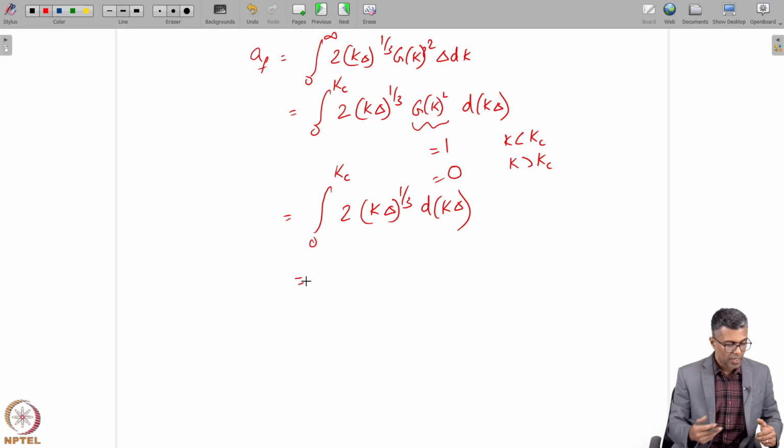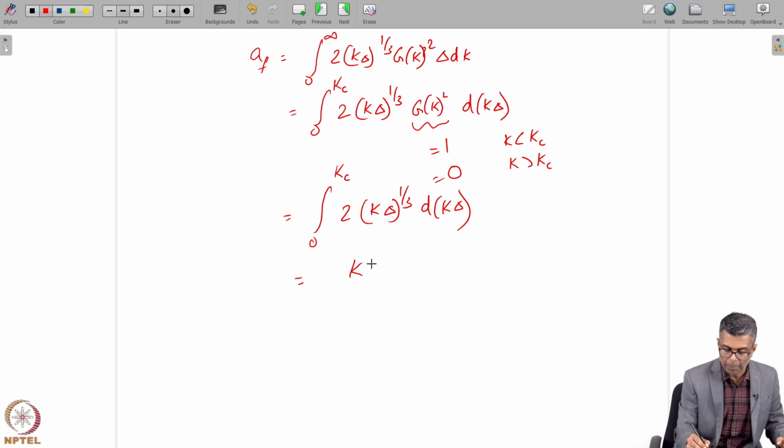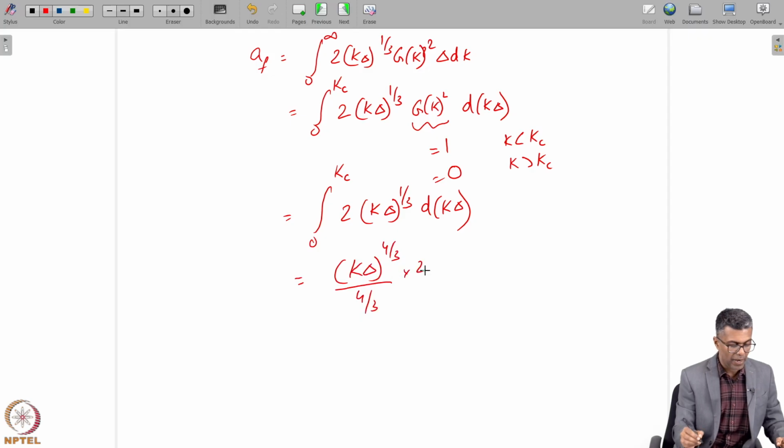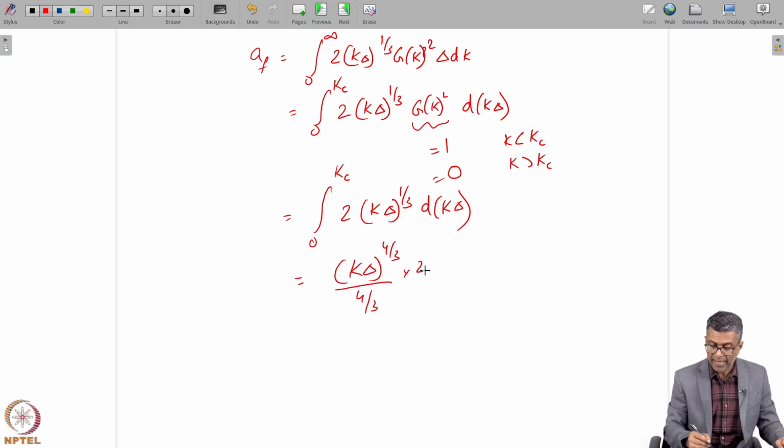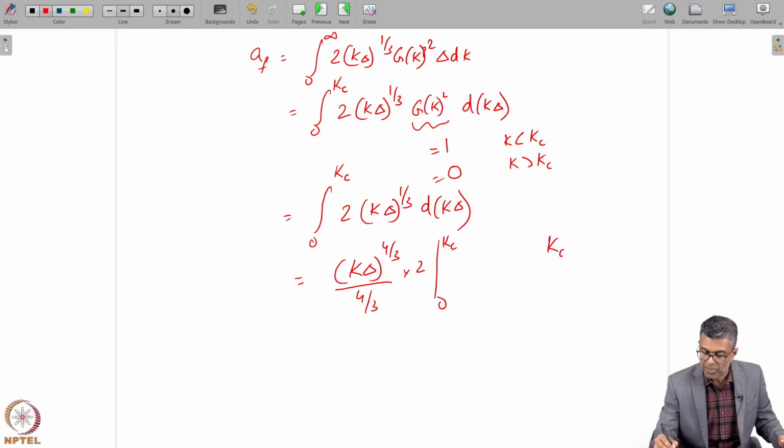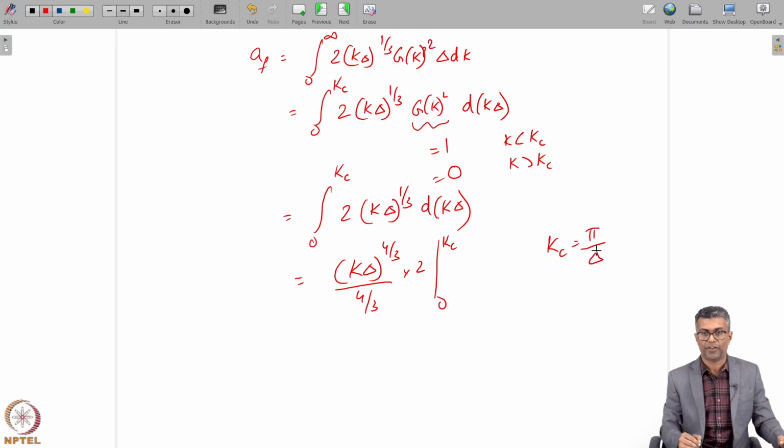Now you can just integrate this and it becomes kappa delta to the 4/3 divided by 4/3, multiplied by 2. And if you remember, we are going from 0 to kappa c. Remember that kappa c is pi over delta as we had defined it.